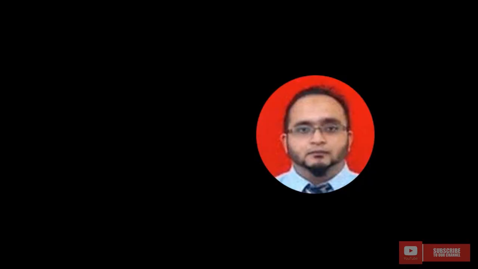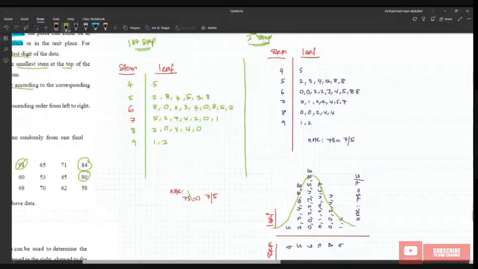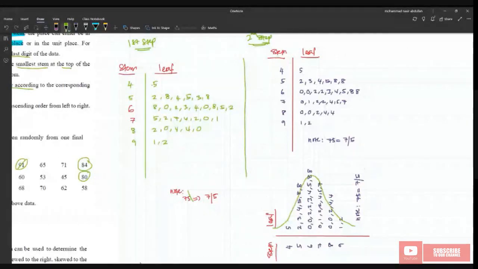Until now, do you have any question? Do you understand how to construct stem and leaf? Right, good.